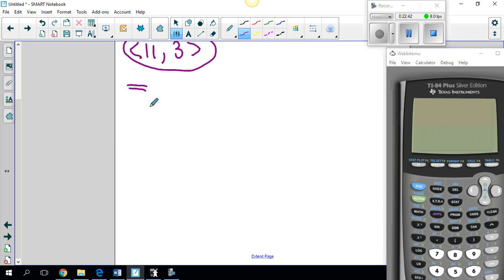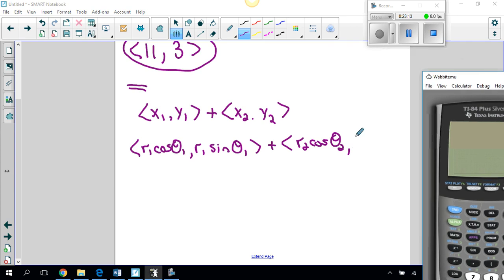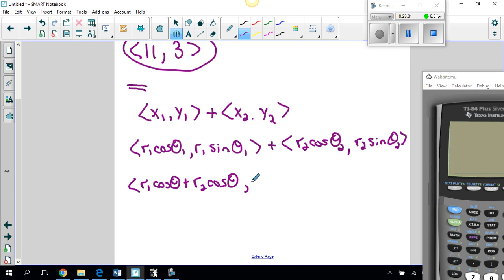So if you got a vector x1, y1, and you got a vector x2, y2, that x1 equals r1 cosine theta 1, and y1 equals r1 sine theta 1, and x2 is r2 cosine theta 2, and y2 is r2 sine theta 2, then r1 cosine theta 1 plus r2 cosine theta 2, and then r1 sine theta 1 plus r2 sine theta 2 gets us to the resultant vector also.